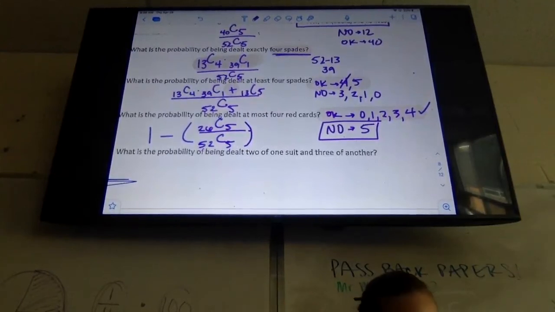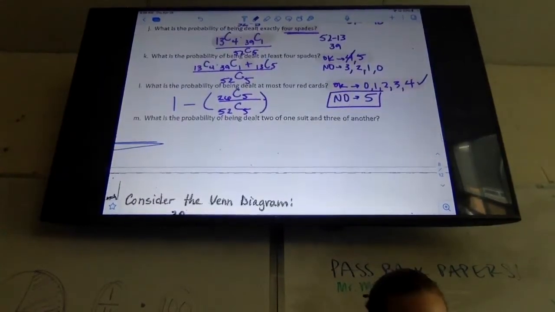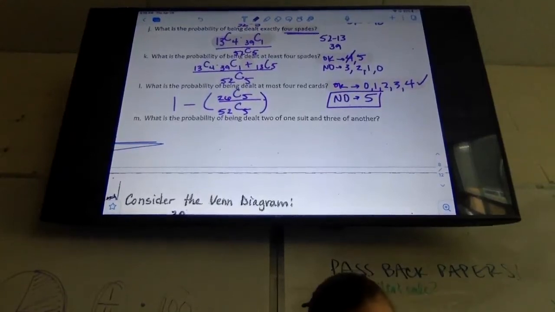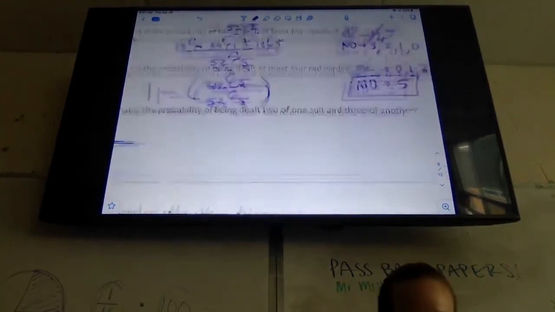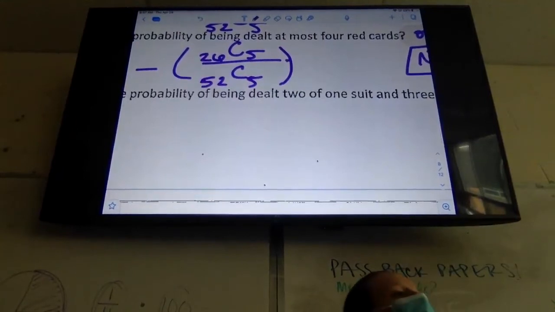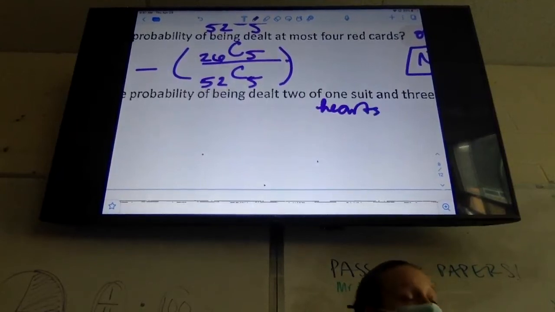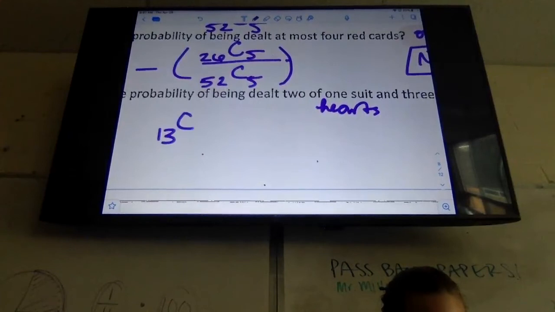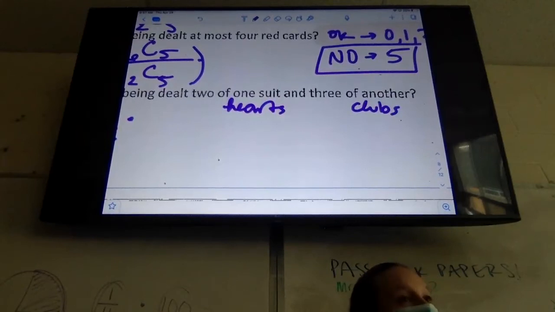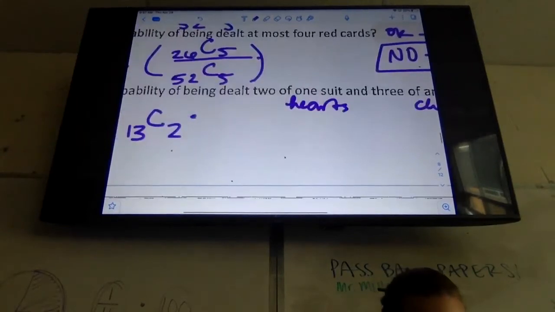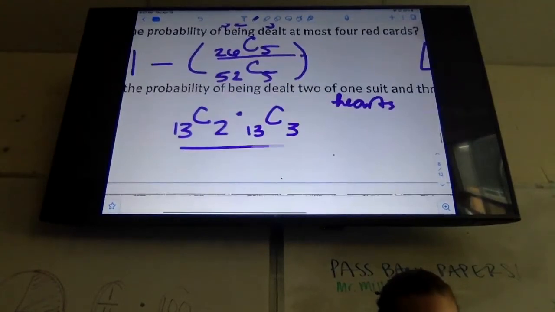All right, the very last one we're going to do today, it says, what's the probability of being dealt 2 of one suit and 3 of another? Okay, let's put names to these suits. What's the probability of being dealt 2 hearts? How many hearts are there? 13. Choose how many? Good. And then what's the probability we get 3, I don't know, clubs? 13 choose 3.